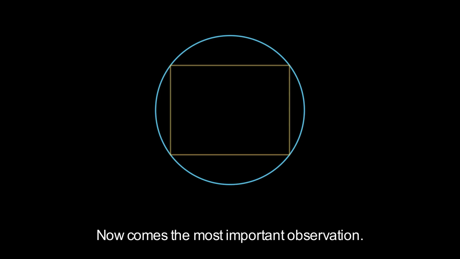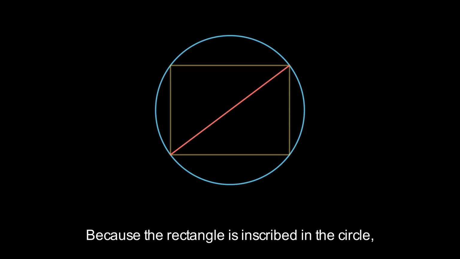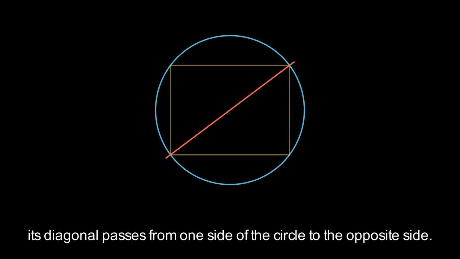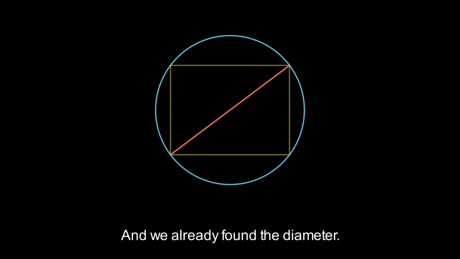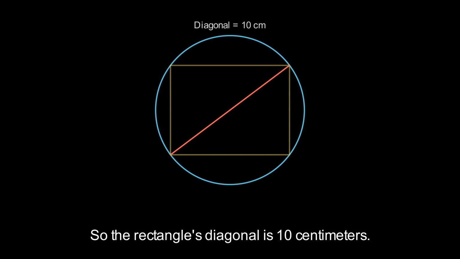Now comes the most important observation. Because the rectangle is inscribed in the circle, its diagonal passes from one side of the circle to the opposite side. That means the diagonal of the rectangle is actually the diameter of the circle. And we already found the diameter. So the rectangle's diagonal is 10 centimeters.